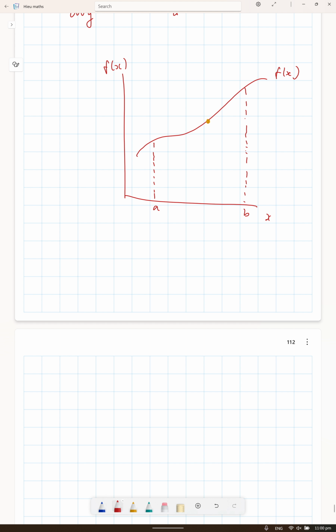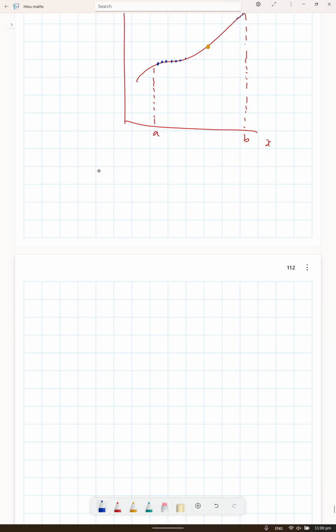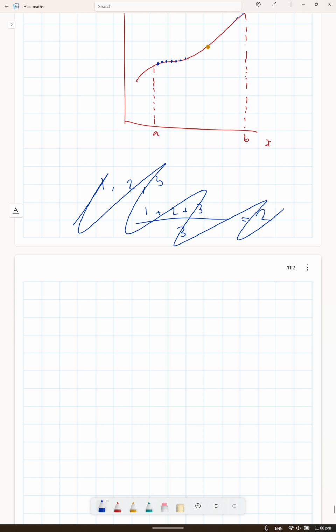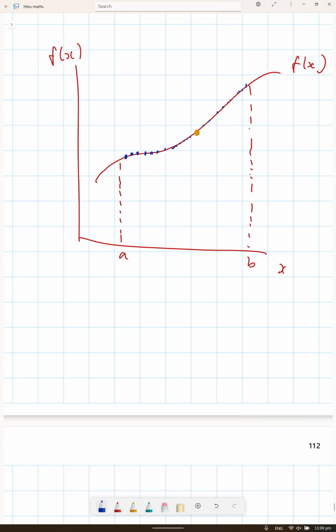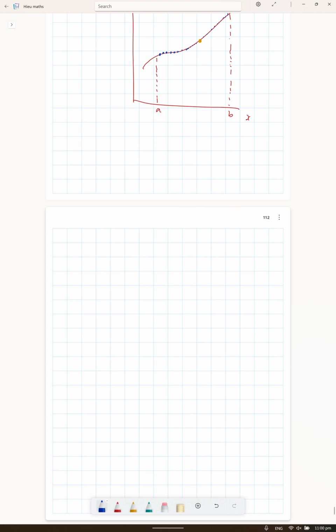Well, what we do is we simply take the value of f(x) here, plus the value of f(x) here, plus this, plus this, all the way until the end. And then we divide by the total. Remember, the average value between 1, 2, and 3 is simply 1 plus 2 plus 3 divided by the number of samples, which is 3. 6 divided by 3 is 2. We're just adding the different values at different points and then dividing by the number of samples to get the average value. Well, how do we do that?